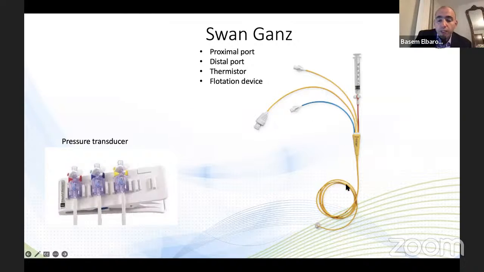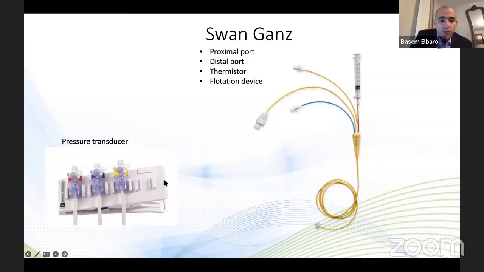When the Swan-Ganz is all the way to the pulmonary artery, the blue port will open up into the right atrium. And that's important when we talk about cardiac output. And then this piece here is a thermistor that can measure changes in temperature in the bloodstream. This is also important for cardiac output, and we'll talk about that later.